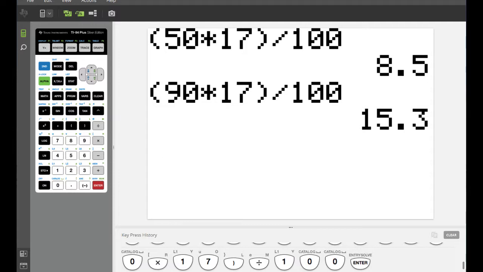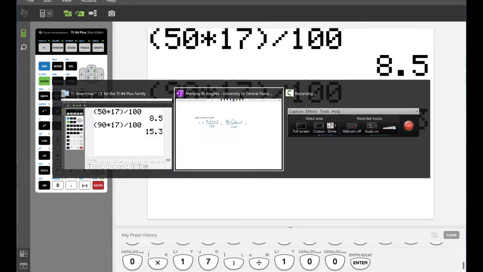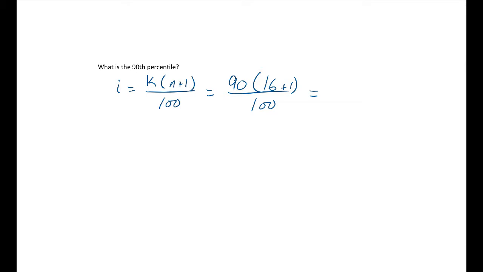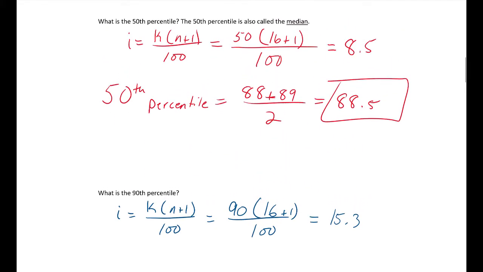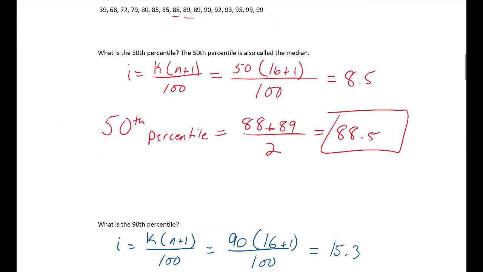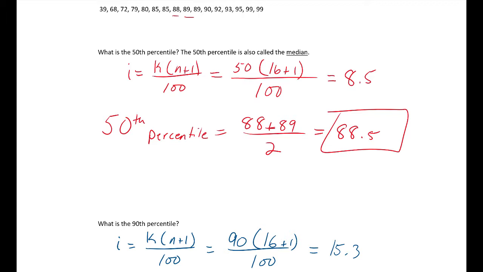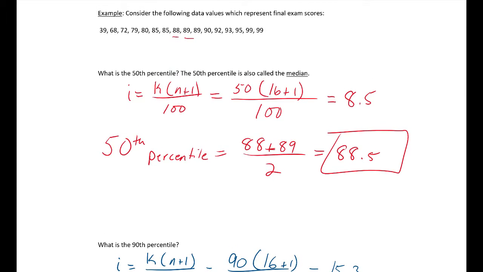So what we're going to do is if we go back, what was it, 15.3? So that means we are going to average the 15th and 16th position. Okay, so let's see here. 1, 2, 3, 4, 5, 6, 7, 8, 10, 11, 12, 13, 14, 15, and 16. So we're going to average 99 and 99.